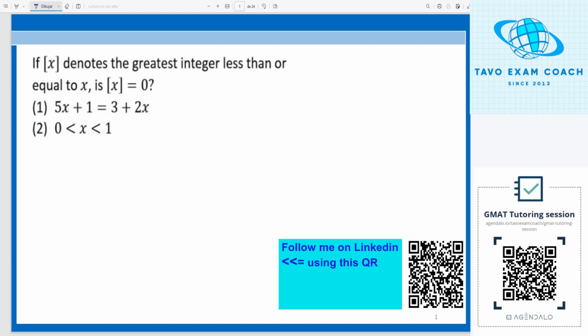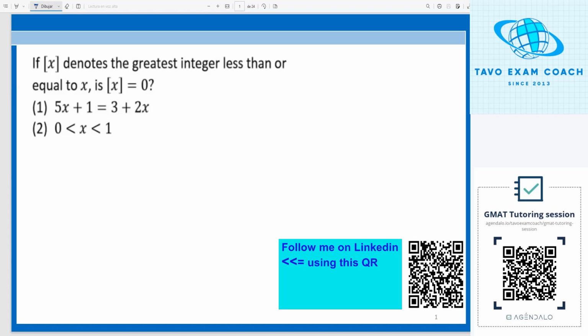The question says, if the square brackets of x denote the greatest integer less than or equal to x, is that operator applied on x equal to 0? We have two statements. Statement 1: 5x plus 1 equals 3 plus 2x. And the second statement says x is between 0 and 1.